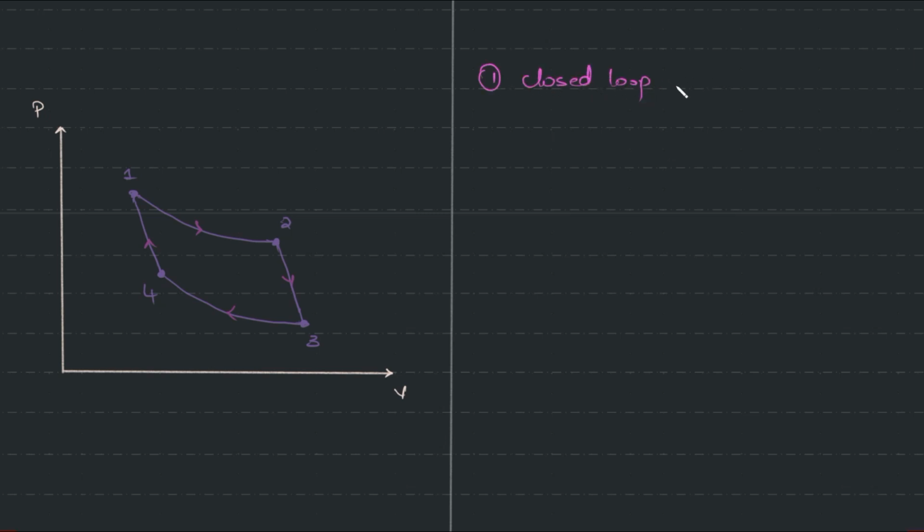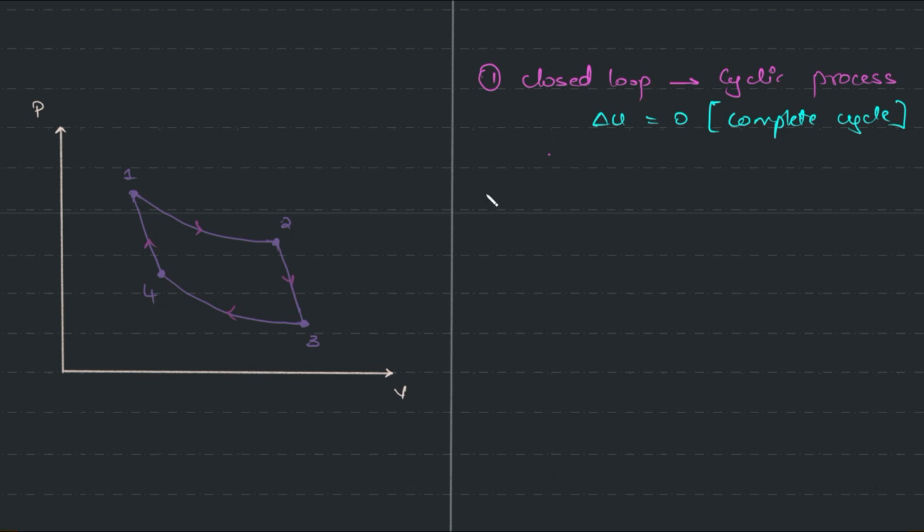So whenever you have a closed loop in such graphs, what do we call it? It's a cyclic process. The cycle returns to the starting point, thus making it a cyclic process, meaning the initial and the final state are the same. So you can tell ΔU is equal to 0. For one complete cycle, ΔU is equal to 0.